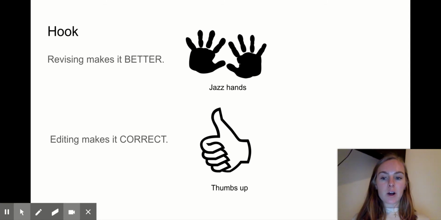Now, I have a quick way to help you remember the difference between revising and editing. Revising, if you remember, is to make it better. And we're going to do some jazz hands. It's to make it better. And editing is to make it correct. Say it with me. Revising makes it better, editing makes it correct. So we are going to focus on making our drafts correct today. We are going to give the thumbs up and make it all correct.